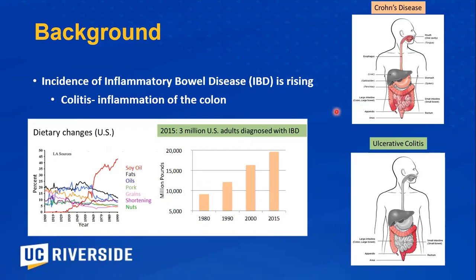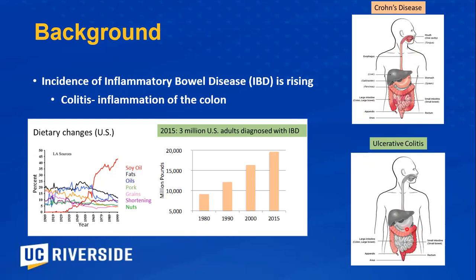One of these is Crohn's disease. Crohn's disease can involve any part of the gastrointestinal tract. As you can see here in this visual on the right, we have some redness, and that shows where Crohn's disease is likely to show, some in the small intestine, some in the large intestine. And then the other kind is ulcerative colitis, where the inflammation is mainly going to be seen in the colon.